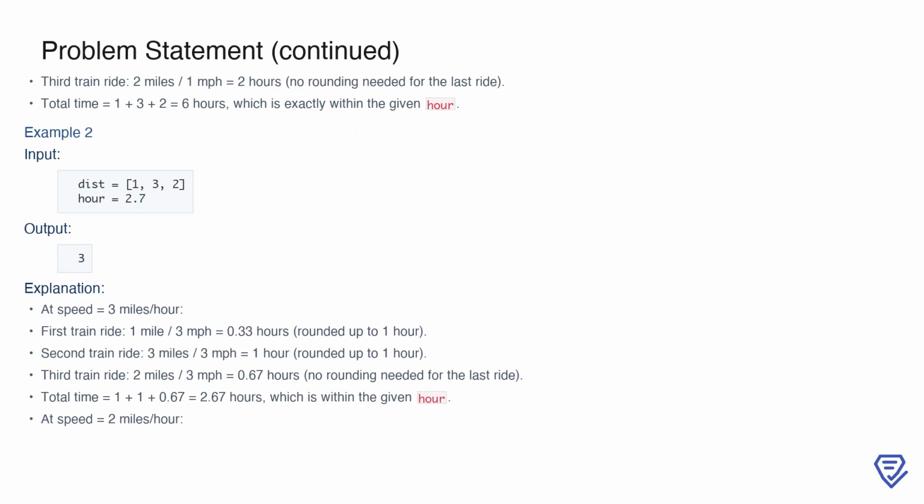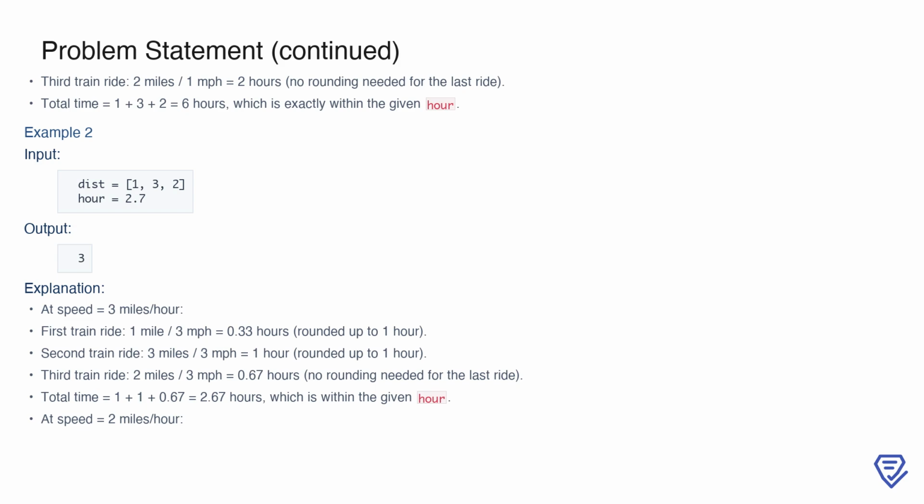Now, for the third and final train ride, the distance is 2 miles, and at a speed of 1 mile per hour, this would take exactly 2 hours. Since no rounding is needed for the last ride, the total time comes out to 1 plus 3 plus 2 is equal to 6 hours, which matches the given hour. Therefore, the output for this example is 1, as a speed of 1 mile per hour is sufficient.